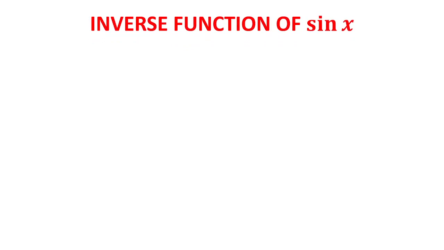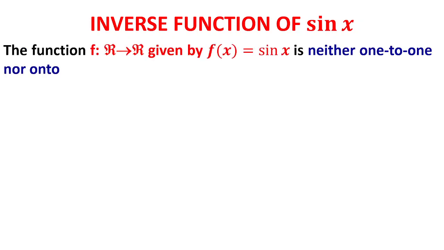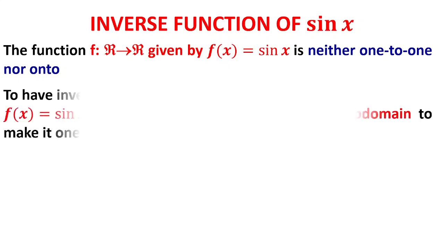Now let us see the inverse of sin x. Let us see the inverse of all trigonometric functions one after the other. But basically, the function f from R to R given by f of x equal to sin x is neither one-one nor onto. It is not one-one because f of 0 is 0 and f of pi is also 0, and on the right hand side only values from -1 to 1 have pre-images, therefore it is not onto. So how do we get the inverse?